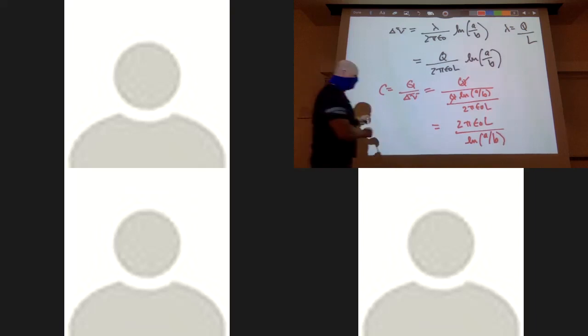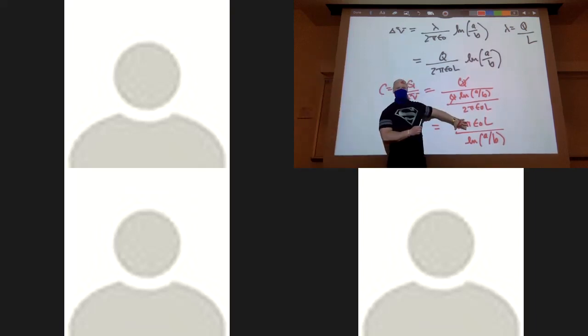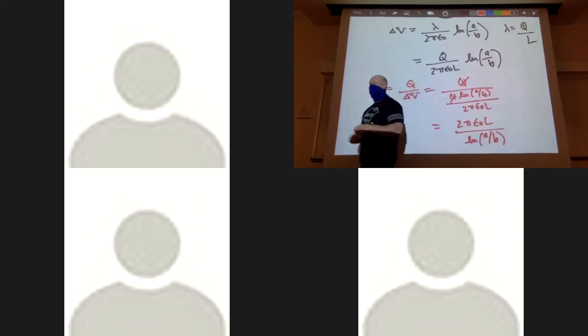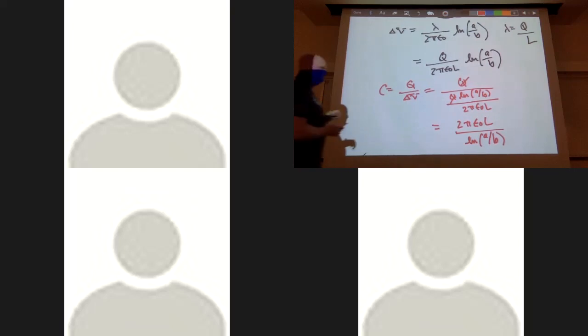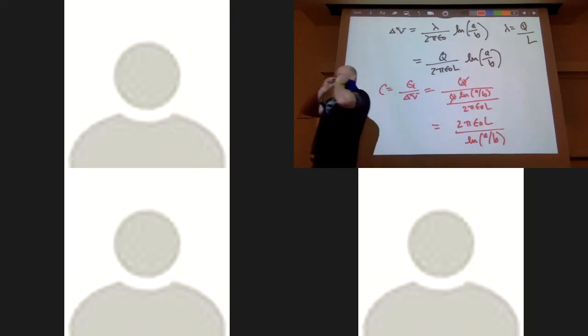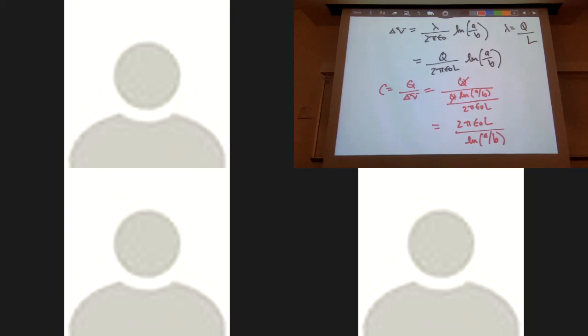Now, again, just to point out, nothing here depends on charge, nothing here depends on potential. The only thing that it depends on is the length of the capacitor, as well as the area and, well, the radius of both the inner and outer. So again, it only depends on geometry. Everything here is only geometry specific. So again, the capacitance of the capacitor only depends on the geometry of the capacitor. Doesn't depend on anything else.